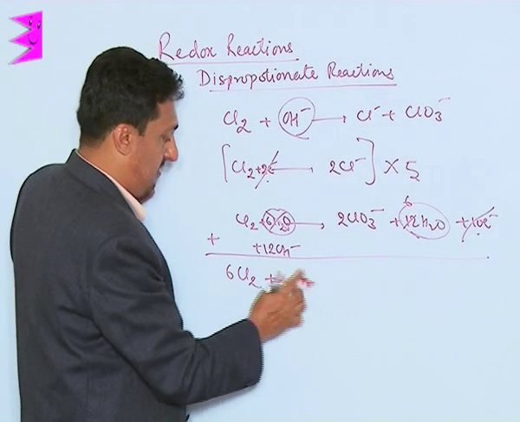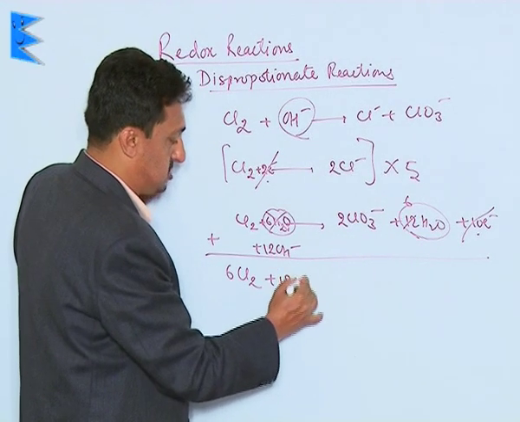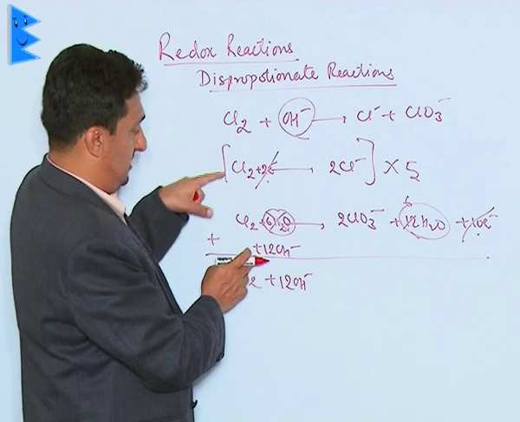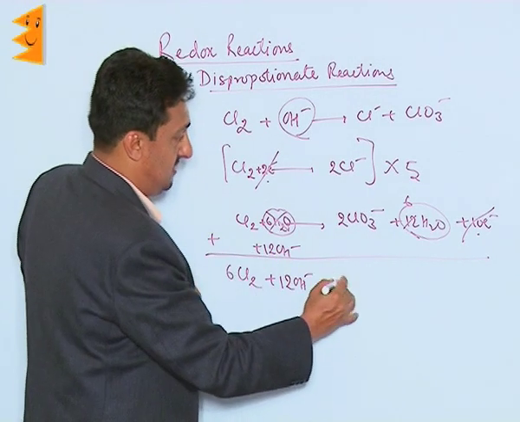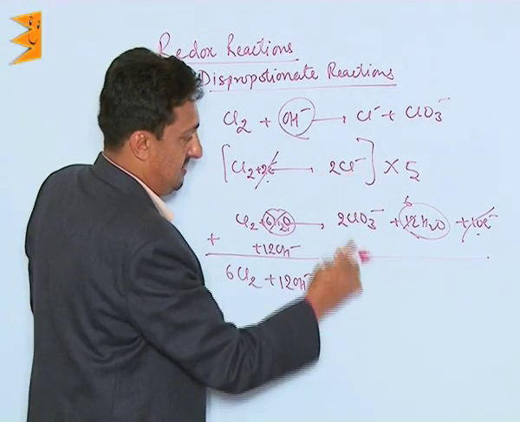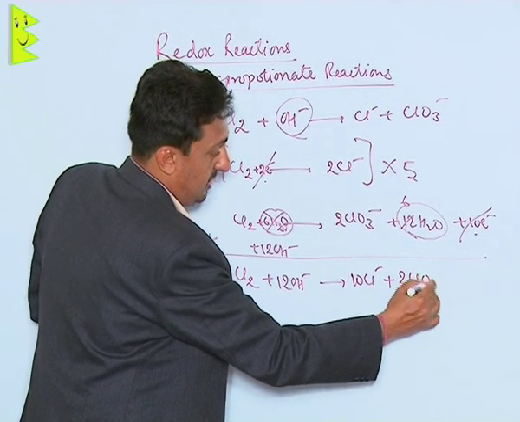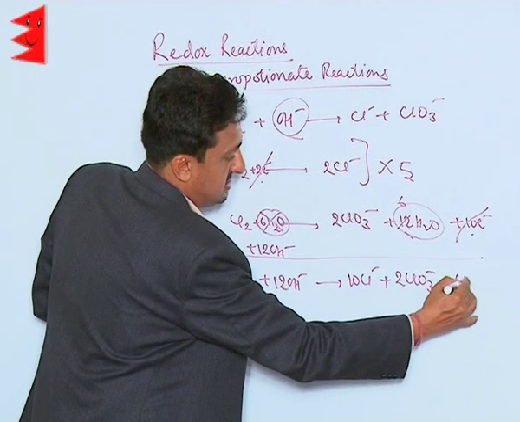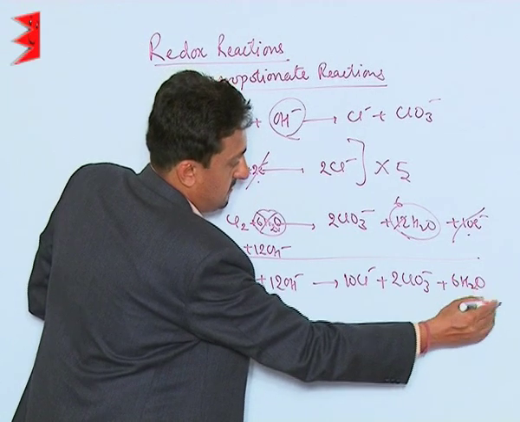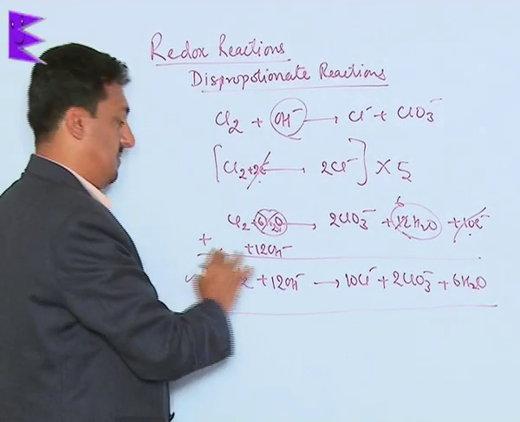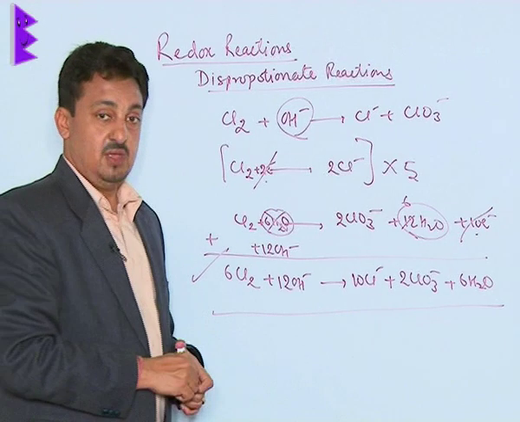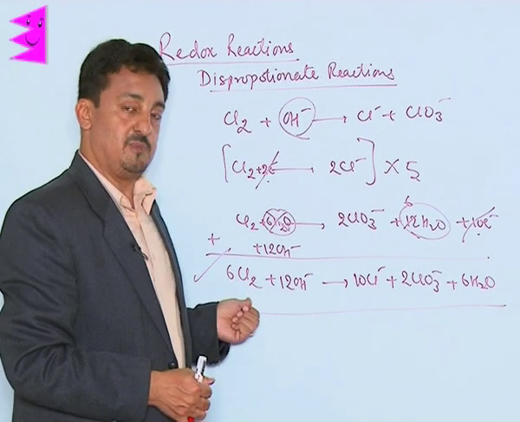So we can simply put only 12 OH minus ions, because these are the 2 things which are left on the left hand side, plus 2 fives are 10. So 10 chloride ions, 2 chlorate ions, and 6 water. So this is your net balanced equation, which is an example of a disproportionation reaction.